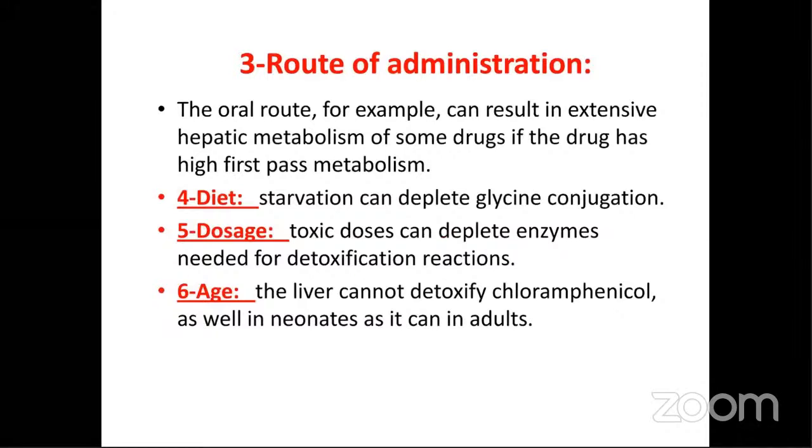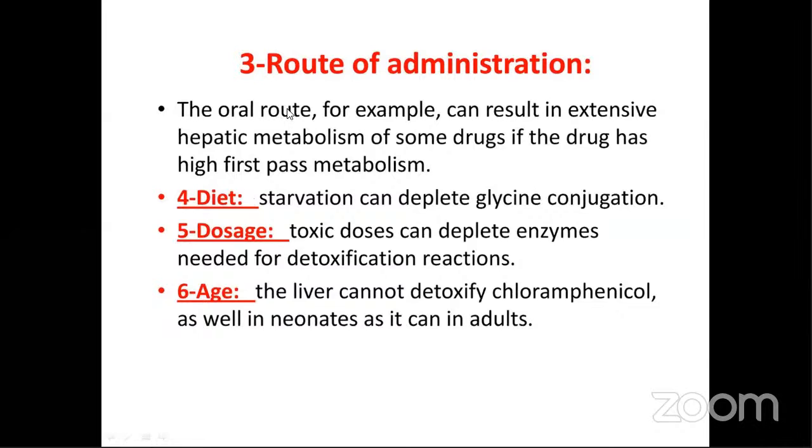Then if you go for routes of administration, through different routes, suppose you are giving the oral route, or direct intravenous route, or parenteral route, how do they affect the metabolic process? The oral route, for example, can result in extensive hepatic metabolism of some drugs. If the drug undergoes fast metabolism, the oral route is mainly responsible.